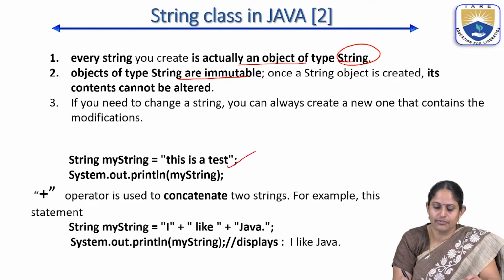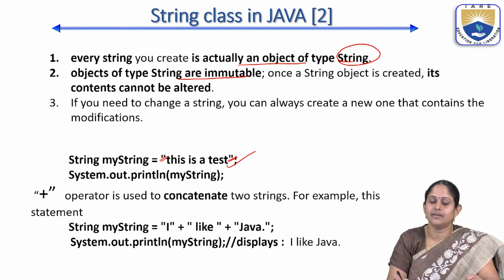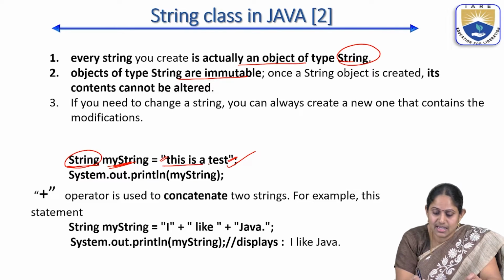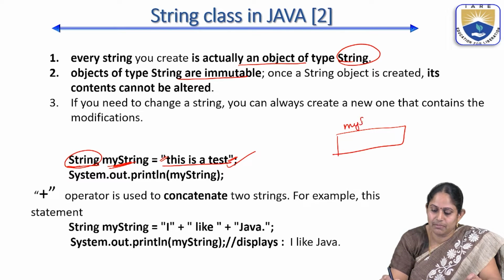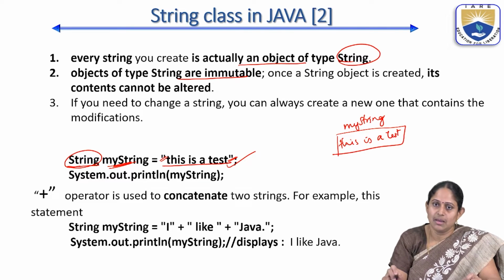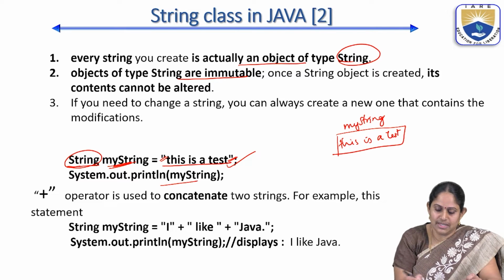For example, this is an example of using a string. You put the data in double quotes. Here we are creating a string of type String, the class String. This is the name of that string, and this is the contents of the string. So an object named myString with the content "This is a test" will be created in the memory pool. Then we are displaying it.